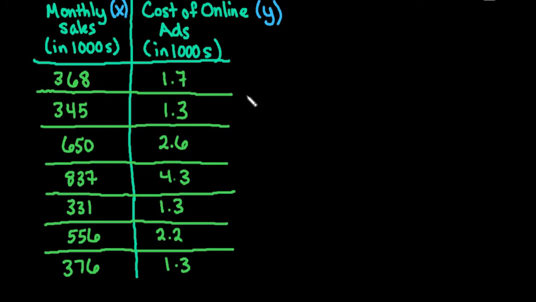So that's saying that if we had monthly sales of 368,000, then that means that we spent 1,700 on online ads. So in this case, we would be using the monthly sales to predict how much we spent on the ads. You could set this up the other way too. You could switch these around to make this the cost of online ads as X and the monthly sales as Y. But for this one, I'm just going to leave it the way that I have it.